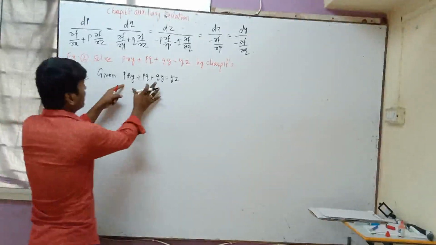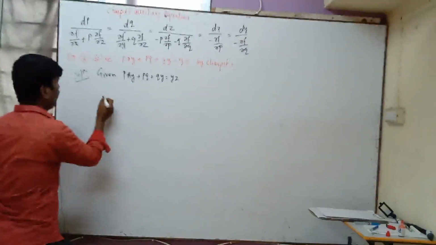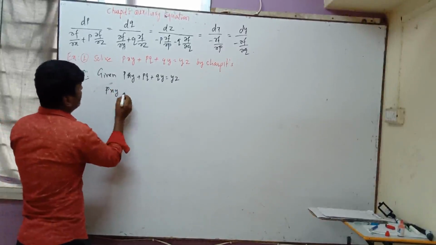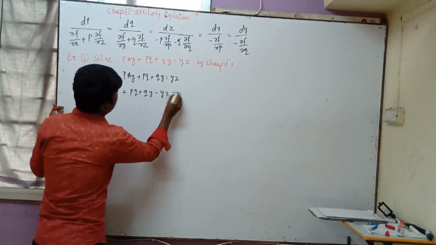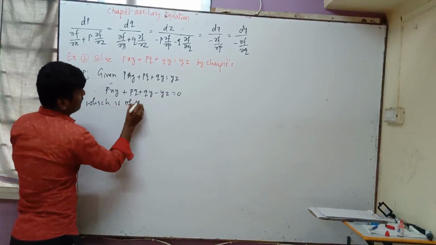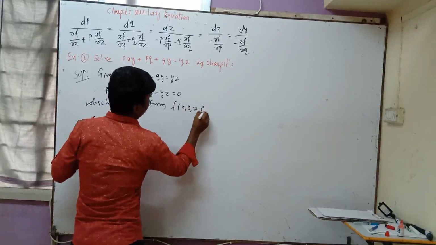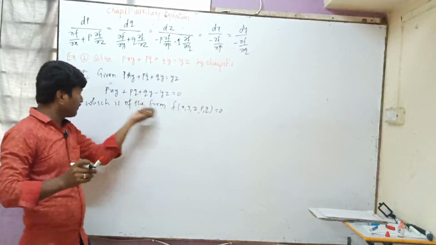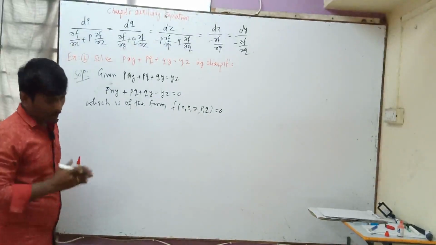Now, the given equation is pxy plus pq plus qy is equal to yz. Rearranging this equation, pxy plus pq plus qy minus yz is equal to 0, which is of the form f of x, y, z, p, q is equal to 0. Every variable is present here, so it is of this form. By the method of solving, we know the steps of how to solve.